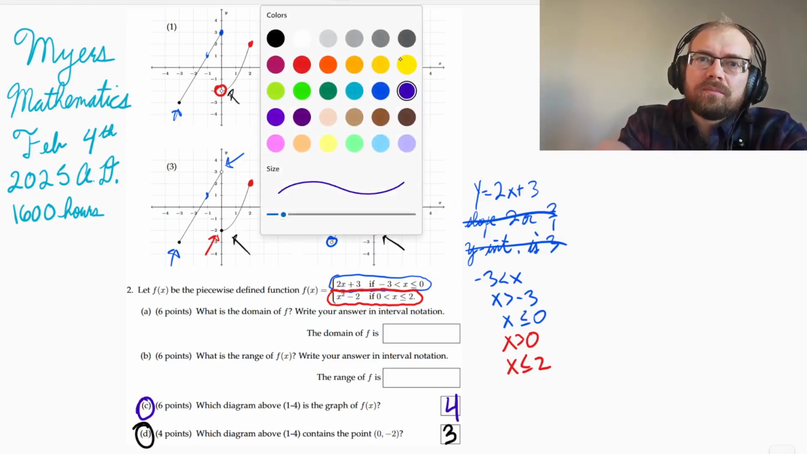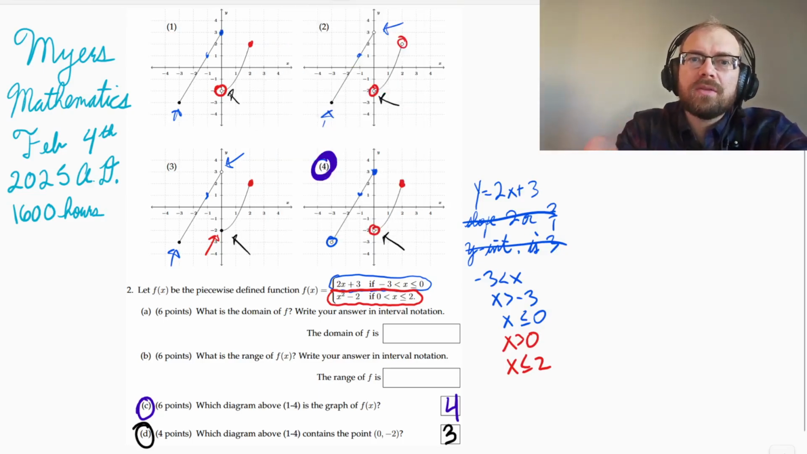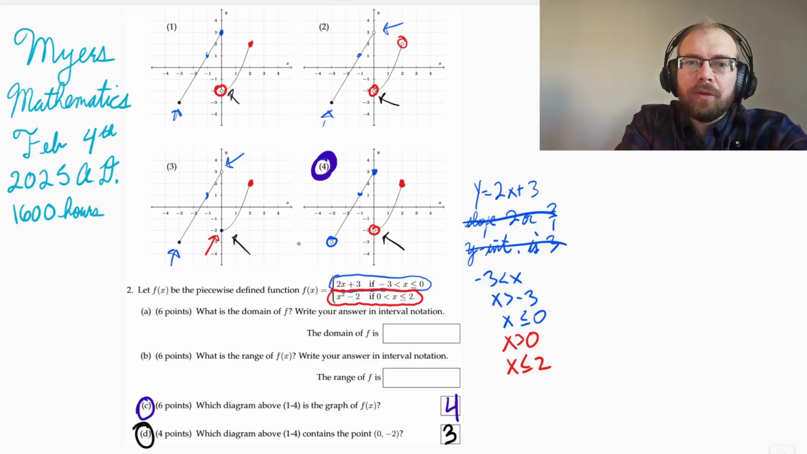Let's use orange here. So for the range, we start at the bottom, like the furthest down the graph goes, which would be right here. And it looks like it starts at -3. So it starts at -3. It doesn't include -3 because there's an open circle.